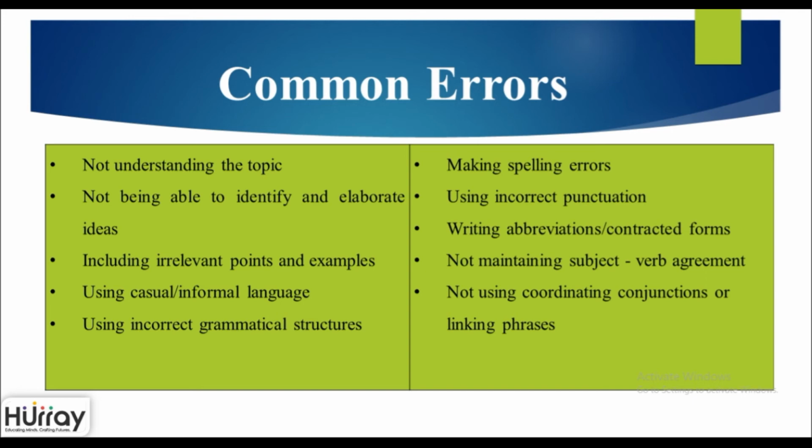Writing abbreviations or contracted forms. This again is an issue. If you write GOVT dot instead of the whole word government, you will be penalized. If you write can't, CAN apostrophe T, instead of writing cannot or don't, these words are contracted forms of words. If you write them, you will definitely be penalized. You will lose scores. Again, as I mentioned earlier, in terms of grammatical structures, not maintaining the subject-verb agreement. For example, he like me instead of saying he likes me.